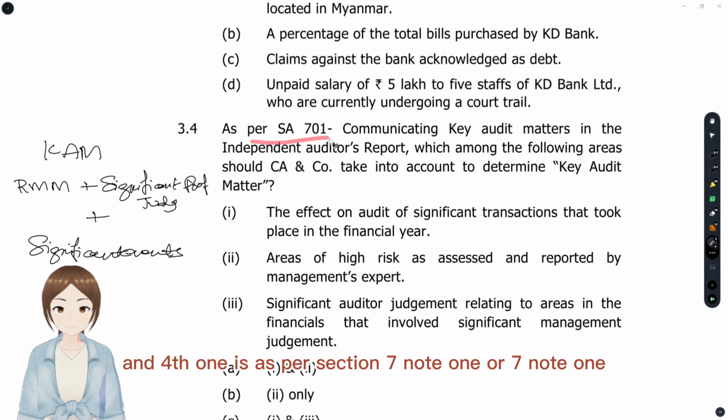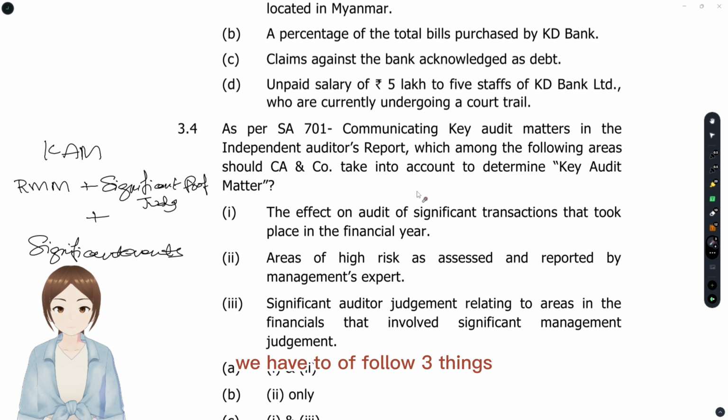And the fourth one is as per section 701, which among these areas should be determined as a key audit matter. In order to find any key audit matter, what do we have to consider? We have to follow three things. That is, it's a risk of material misstatement, identified as a misstatement while doing the audit under SA 315, and it includes significant professional judgment, and it is a significant event or transaction. And we'll see the effect on the audit of significant transactions that took place in the financial year. Yes, all the transactions and events. Option 1 is a key audit matter.